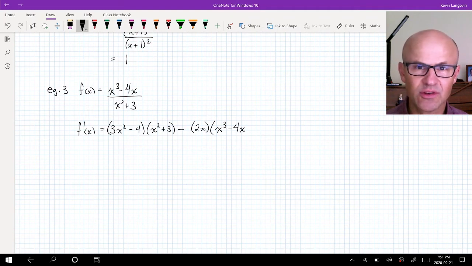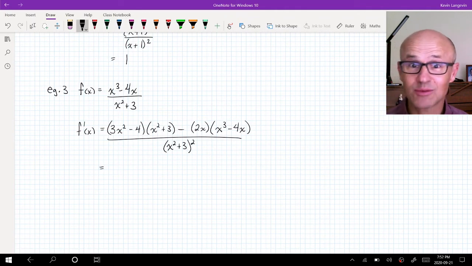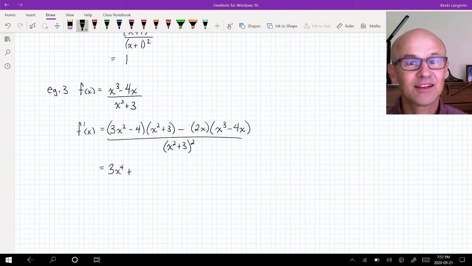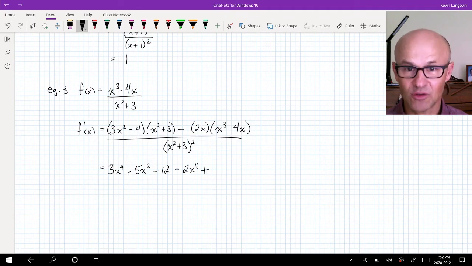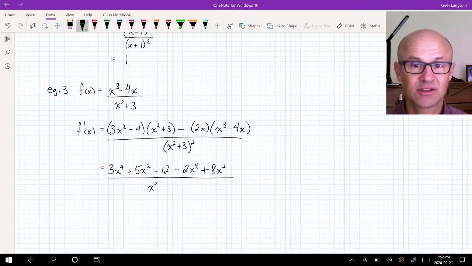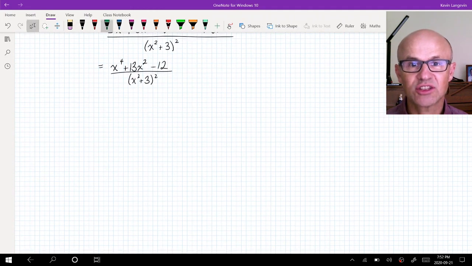So we've got derivative of the top times the bottom minus derivative of the bottom times the top, all over the bottom squared. Tidy things up. Careful with your negative signs, please. Simplify if we can. And then we do look to factor this, and this one can't be factored, but you do always check to see if you'd be able to simplify further.